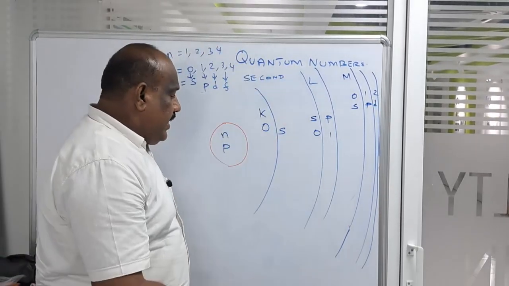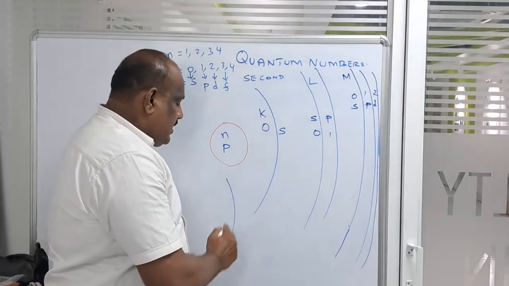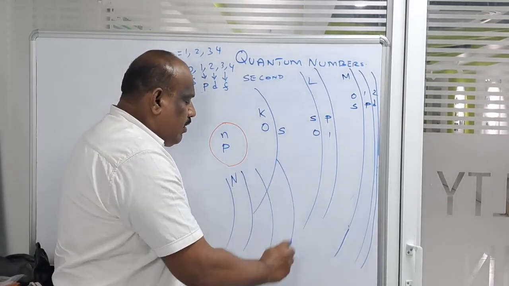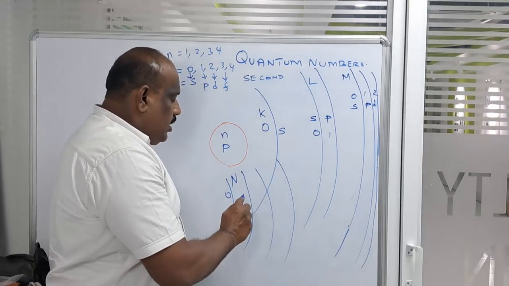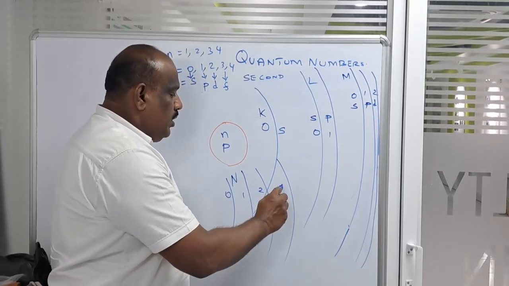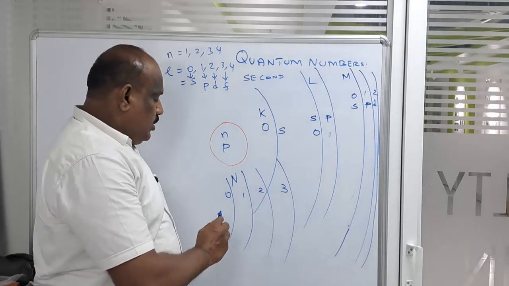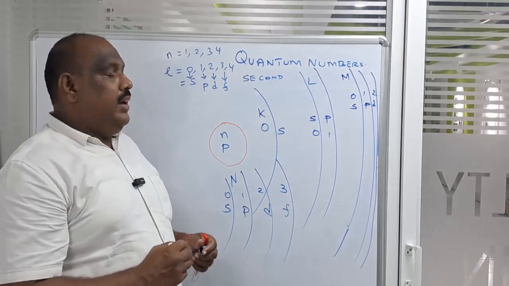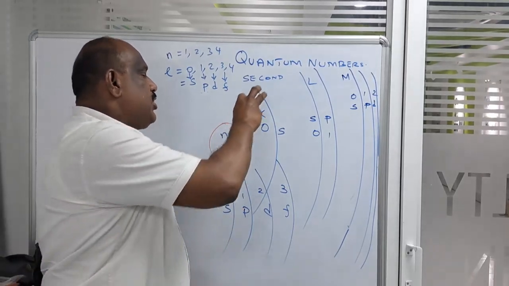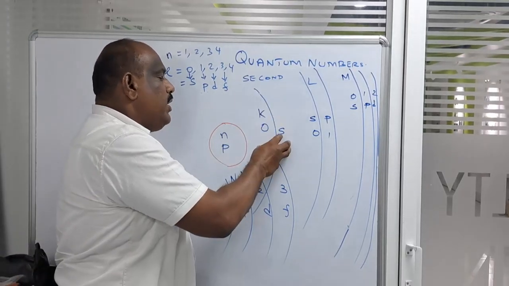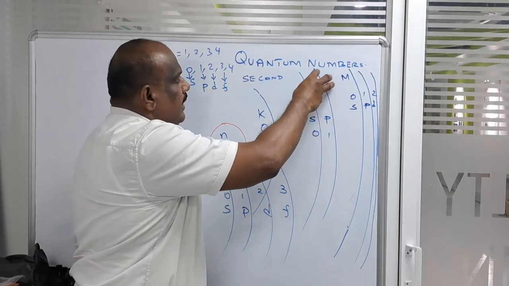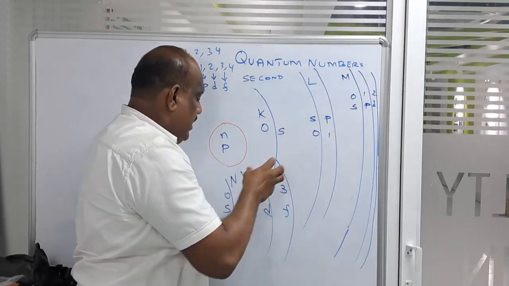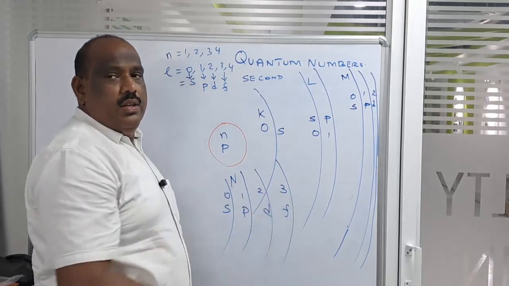Then what will the N shell have? Capital N shell will have 4 layers. So what are the values of our azimuthal quantum numbers? 0, 1, 2, 3, which stand for S, P, D, F. So we can see the K shell has only one subshell, the L shell has 2 subshells, the M shell has 3 subshells, and the N shell has 4 subshells.